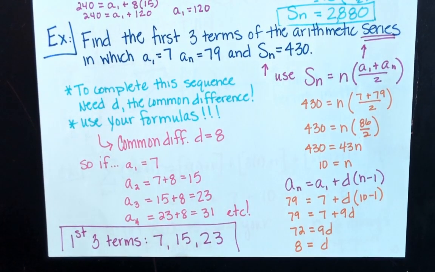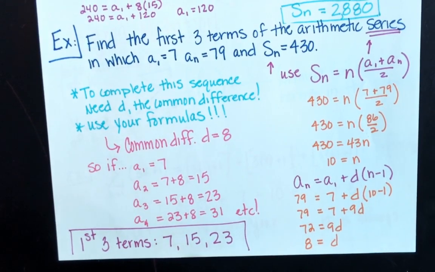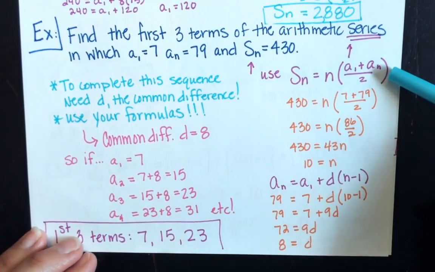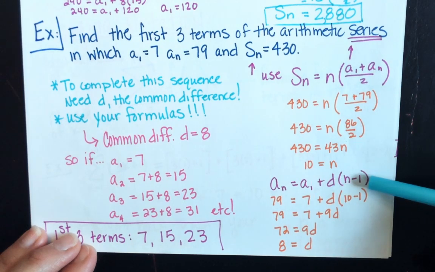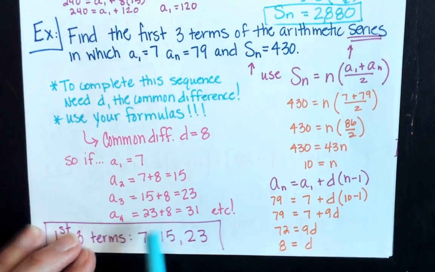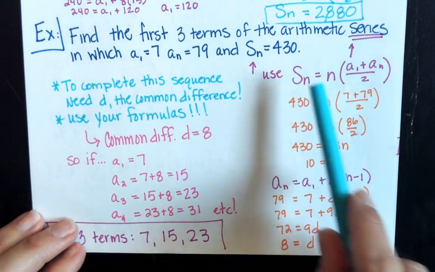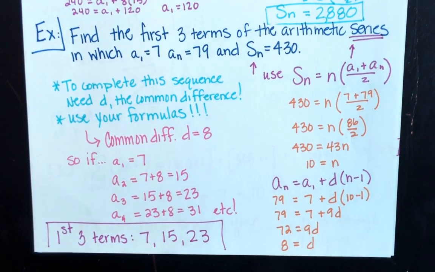And of course, you could even be asked, what's the sum of the first 3 terms? Well, add them together. But the idea is, this time we started with our sum formula, used our sequence formula to then just list specifically the missing pieces. But these two formulas come up again and again.